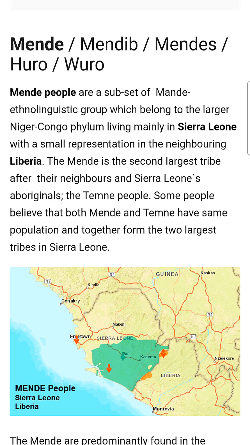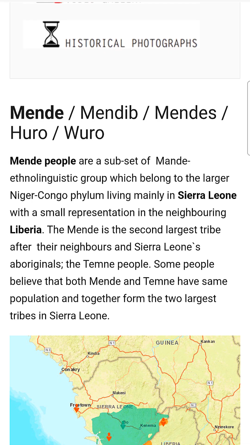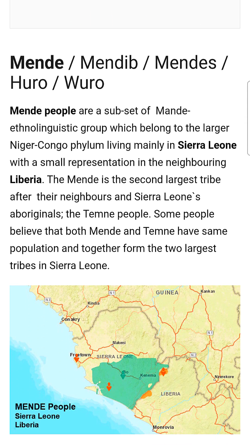And the majority of the Mende people come from Sierra Leone and Liberia, since they are neighboring countries. And it'll state here Mende people are a subset of Mande ethno-linguistic groups which belong to the larger Niger-Congo phylum, living mainly in Sierra Leone, with a small representation in the neighboring Liberia. The Mende is the second largest tribe after their neighbors and Sierra Leone's Aboriginals, the Temne people. Some people believe that both Mende and Temne have the same population and together form the two largest tribes in Sierra Leone. So I find it interesting how the word Aboriginals is represented here.